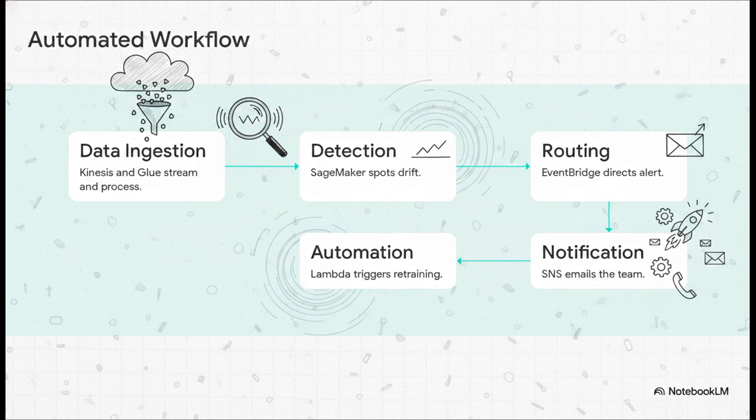Step 4. Amazon SNS instantly fires off an email so your data science team knows what's up. But here's the best part. Step 5. A Lambda function is automatically triggered to start retraining the model. The system detects the disease and it administers the cure, literally all without human intervention.